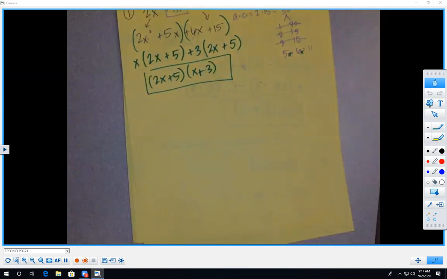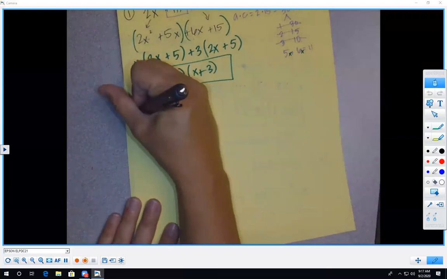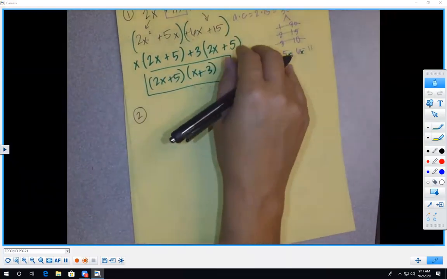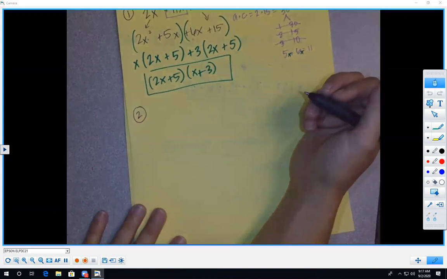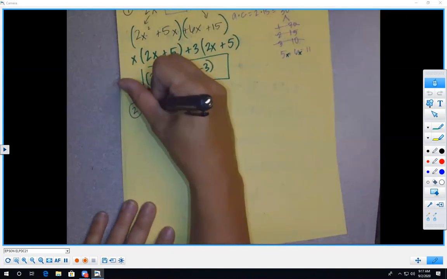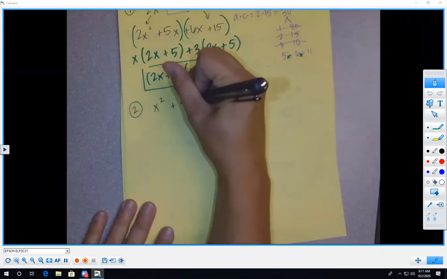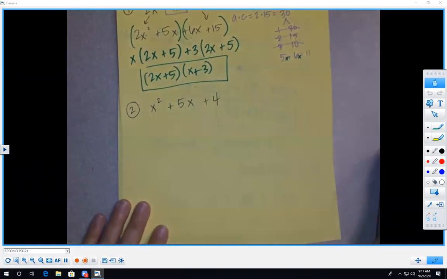Okay, so let's do some more like that. Look at number 2. Let's do the problem x squared plus 5x plus 4.